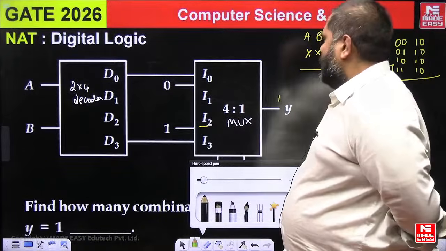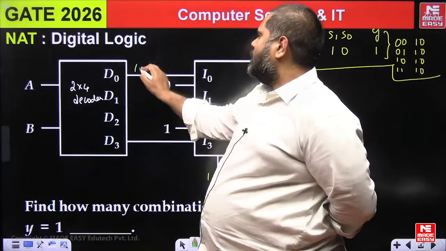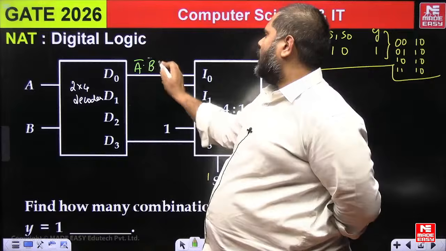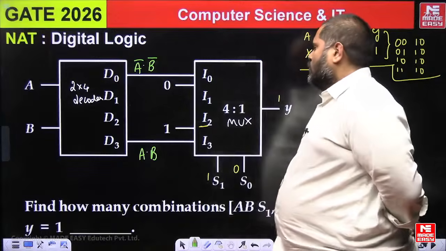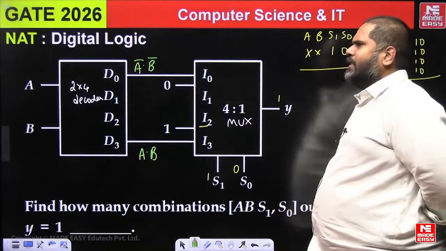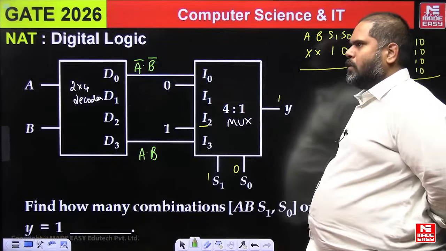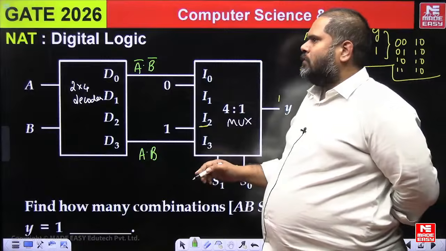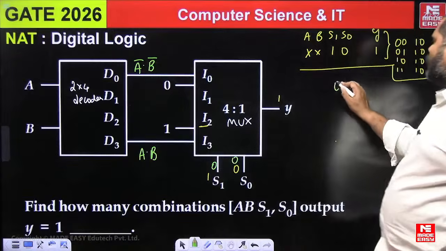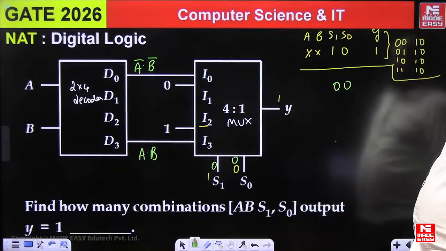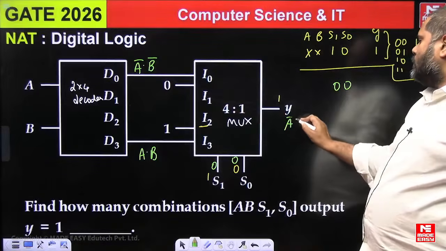Now this is a simple decoder. This output expression is nothing but A bar B bar. This output expression is AB. Now, when can the output be 1? Suppose you select 0 0 here. Whenever you give 0 0 here, what will the output be? A bar B bar will come here.